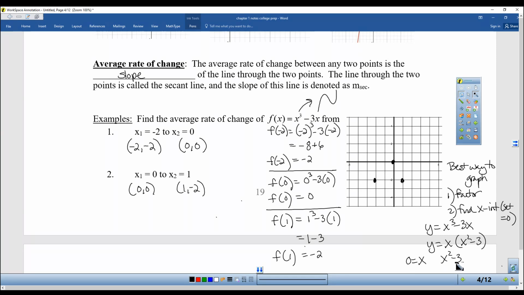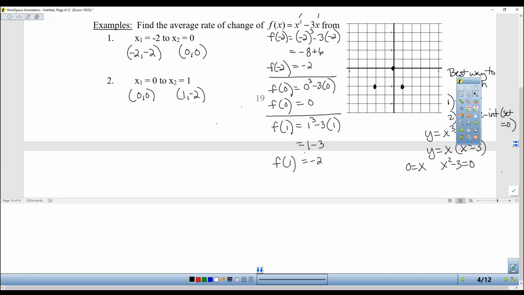And then x squared minus 3 is equal to 0. I would have kept factoring that, but it's not factorable anymore. But it is solvable. So x squared is equal to 3. x is equal to plus or minus, don't forget your plus or minus, square root of 3. And the square root of 3 is about 1.7. So I know now that this crosses at 0 and at 1.7 and negative 1.7.